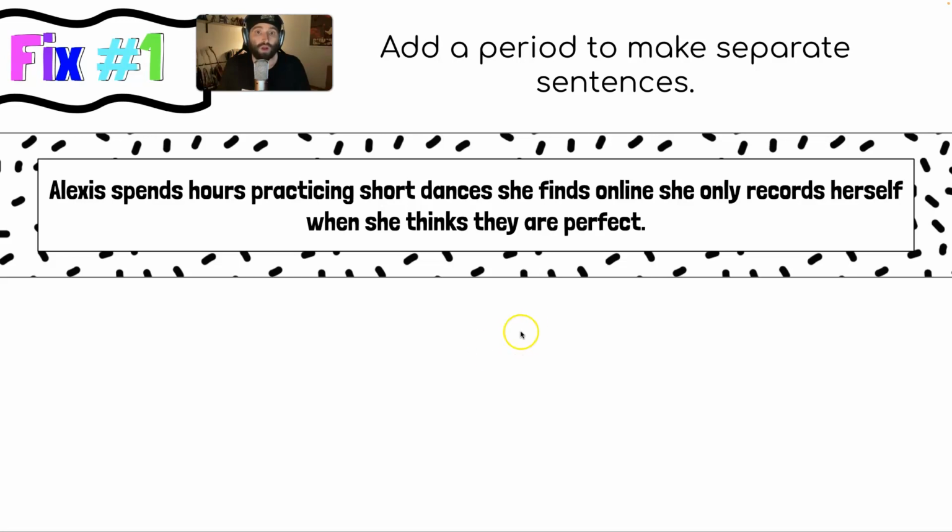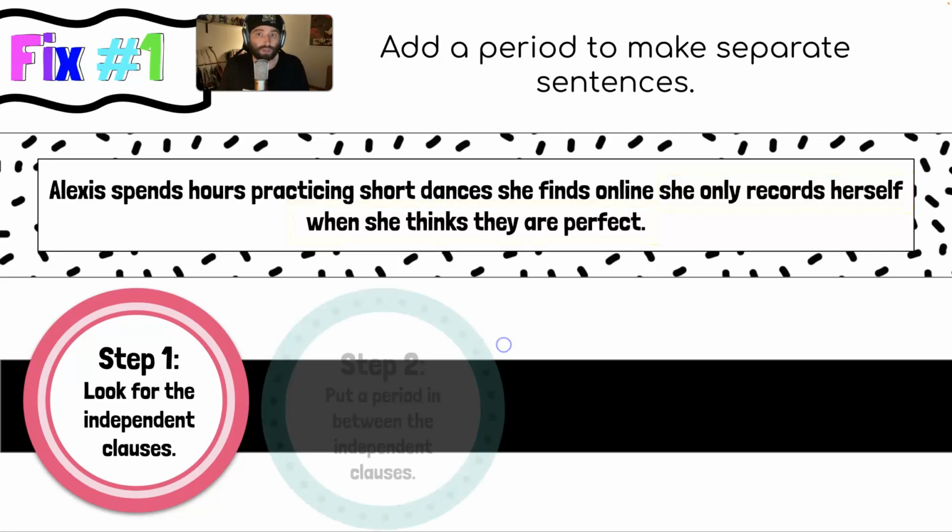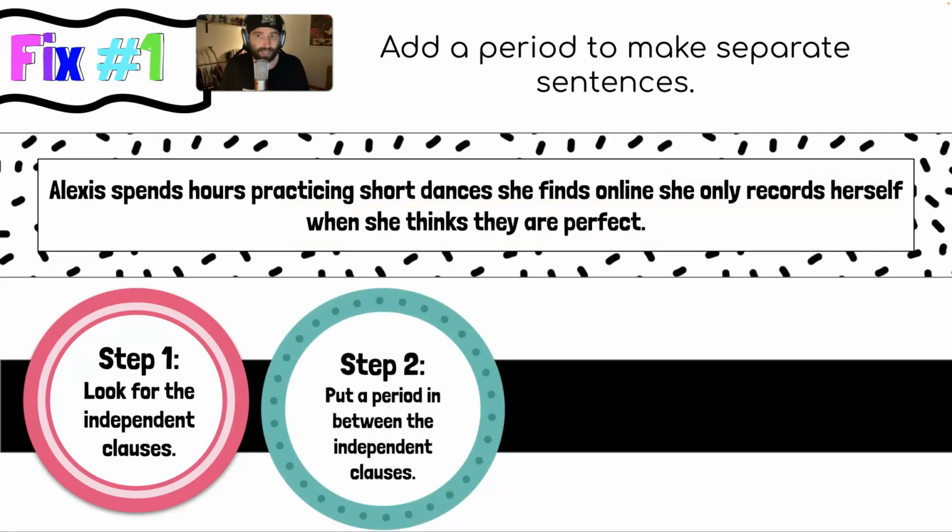And so here, right, we already have the independent clause that we already saw. Alexis spends hours practicing short dances she finds online, right? That's our first independent clause. And if you want to pause for a second, what is your next independent clause? And I'm hopeful that you all found she only records herself when she thinks they are perfect. So here you have your two independent clauses. So you don't want to have these joined together without punctuation. You need to have punctuation here.